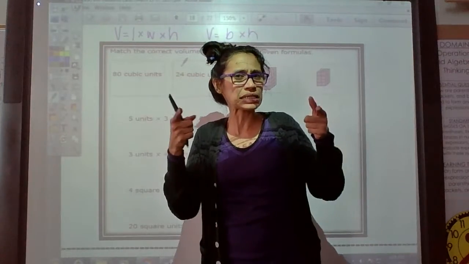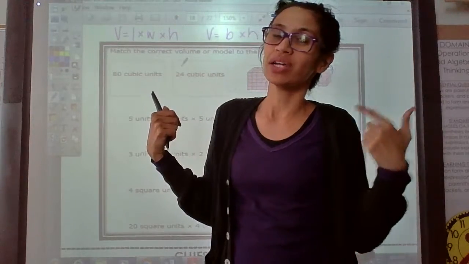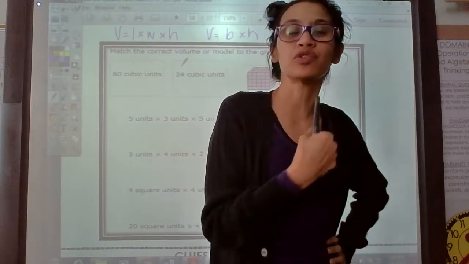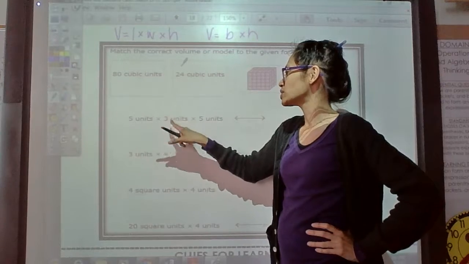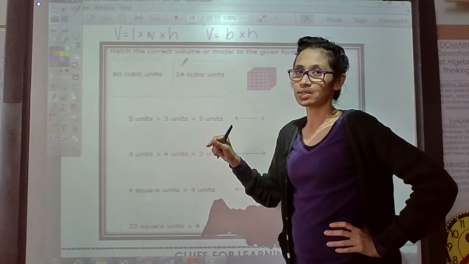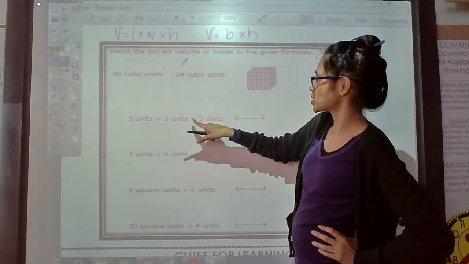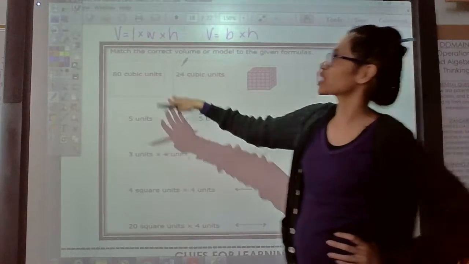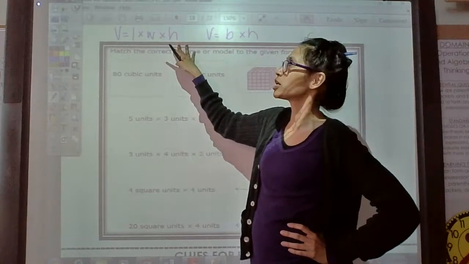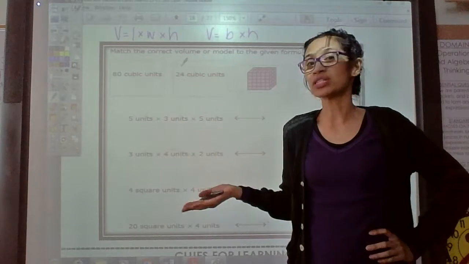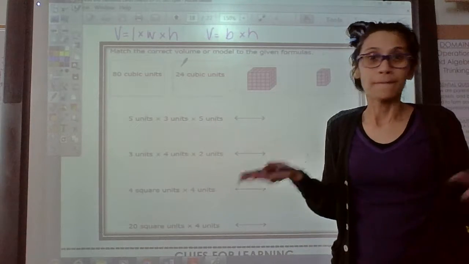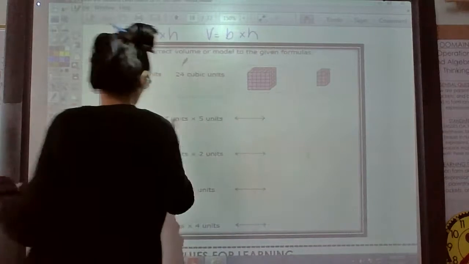All right, got it? Let's go ahead and work them out, and I'll clear up any other confusion you may have. So we have this first one, 5 units, 3 units, 5 units. So 5 units times 3 units times 5 units. That matches this formula right here where you have a length, a width, and a height. Because look, 1, 2, 3 things. So let's find the volume. What do we do? Multiply them together. And look, it says it right there.